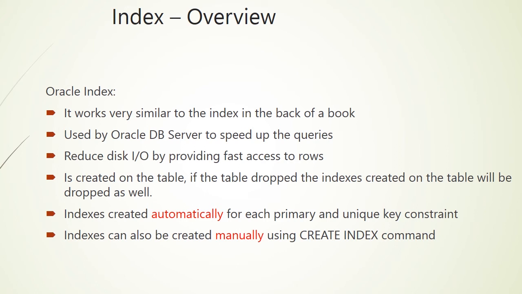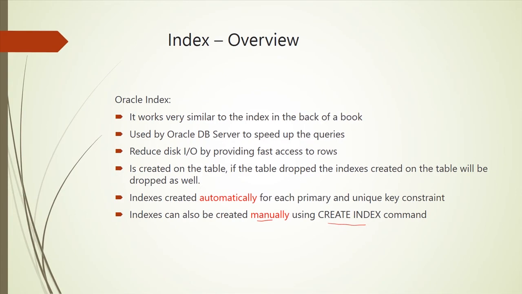Indexes are created automatically for each primary and unique key constraint. If you create a primary key, for example, on employee ID, an index on the employee ID will be created automatically. If you also create, for example, a unique key on the email column, an index will also be created on that column. You can also create indexes manually by using the create index command.